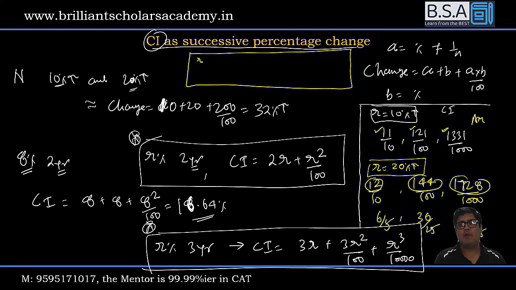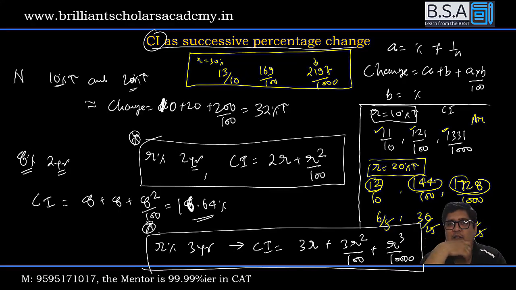If R is equal to 30%, which is rare, the first year amount is 13 by 10, second year amount is 169 by 100, third year is 2197 upon 1000. So if you have a multiple of 2197 for 3 years amount, the rate of interest is 30%. Nowadays, CAT is playing tricks with students by giving decimal rate of interest, 6.5%. How to do that? I'll show you. I'll teach you that as well.